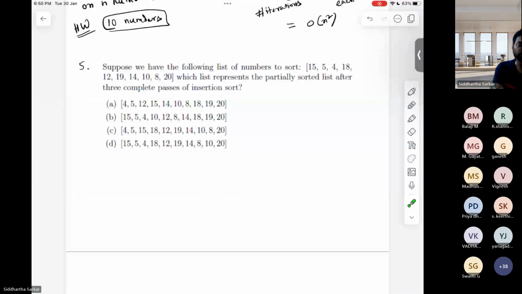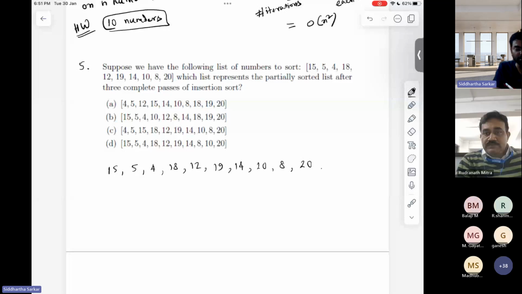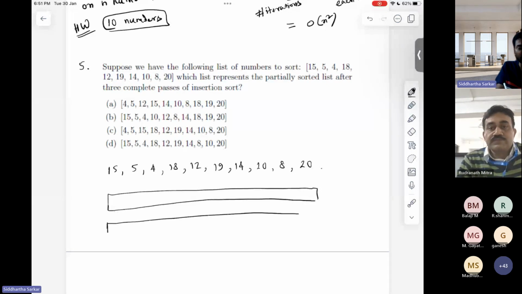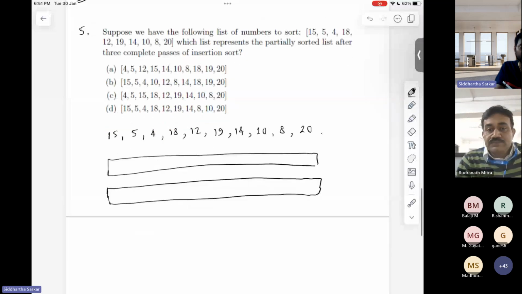The input is the following: 15, 5, 4, 18, 12, 19, 14, 10, 8, and 20. These numbers are to be sorted. After the first iteration, there is some intermediate state of this array. After the second iteration, there is another intermediate state. After the third iteration, there is another intermediate state.